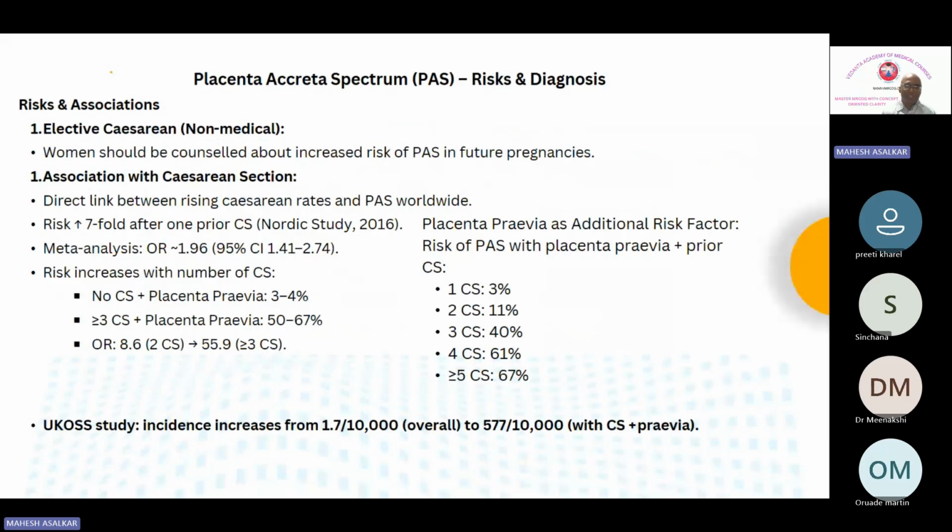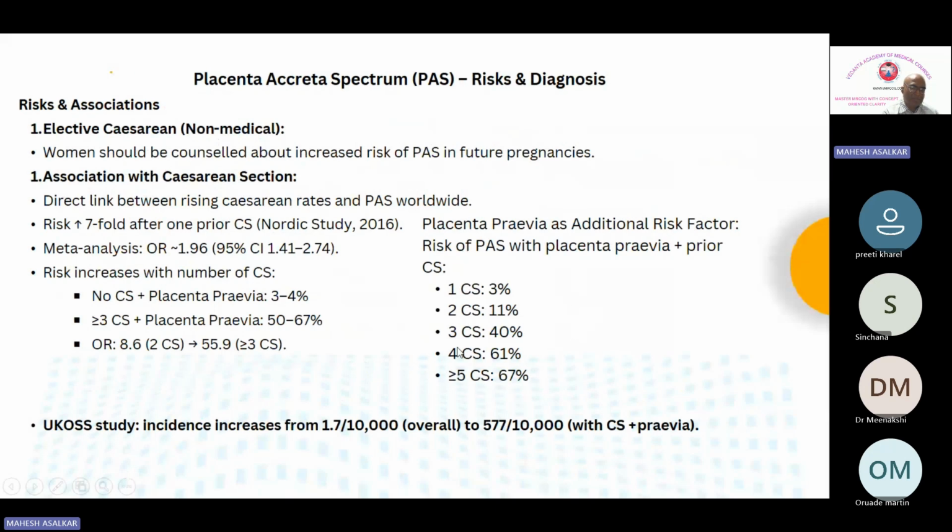Then association with cesarean section is known. Okay, there is a 7-fold increased risk after one previous cesarean section. Placenta previa is an additional risk factor: the risk of placenta accreta spectrum with placenta previa plus cesarean section. Here, these are the frequently asked questions. Okay, percentages. Generally, in the first 15 to 18 SBAs, you will have a question on this.